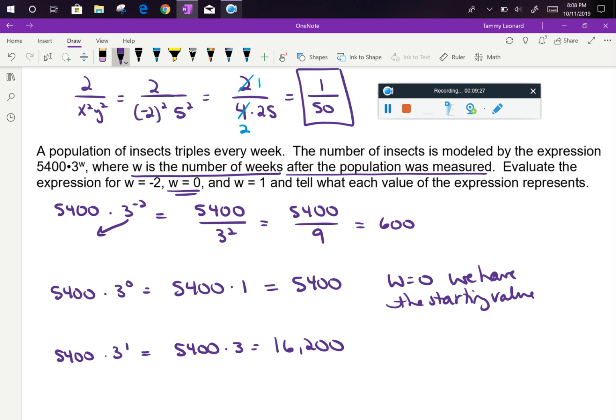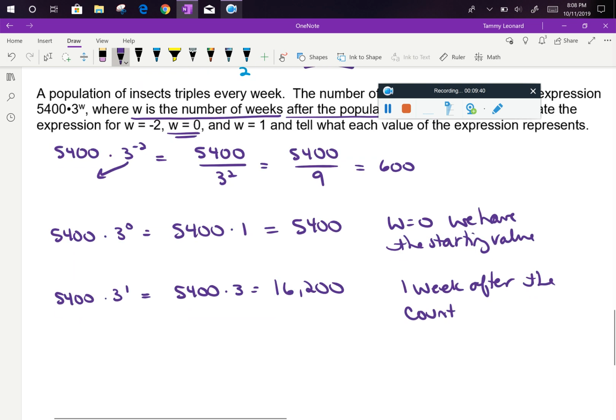Going forwards, if we have w equals 1, that means 1 week after the population was counted. So 1 week after the count, there are significantly more insects. In fact, 1 week after the count, there are 16,200 insects, significantly more.